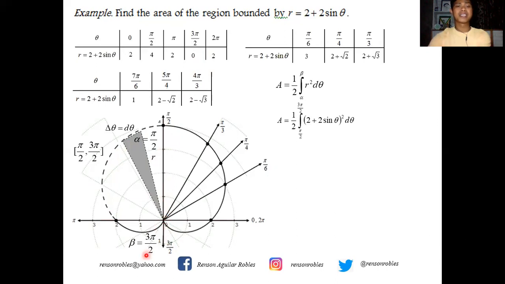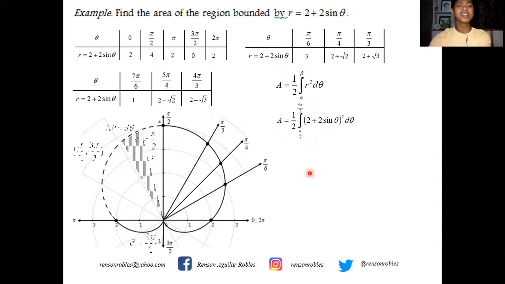Now, the area using this particular region is evaluated from pi over 2 to 3 pi over 2. So we have A equals 1/2 times the integral of (2 plus 2 sine theta) squared d theta evaluated from pi over 2 to 3 pi over 2.